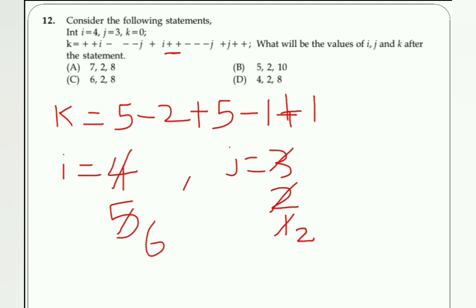Okay, so now evaluate this expression here. So minus 1 plus 1 will be 0. So 5 minus 2 is 3, plus 5, that is 8. So k value is 8, i value is 6, j value is 2. So the answer is 6, 2, 8. So this is the answer.